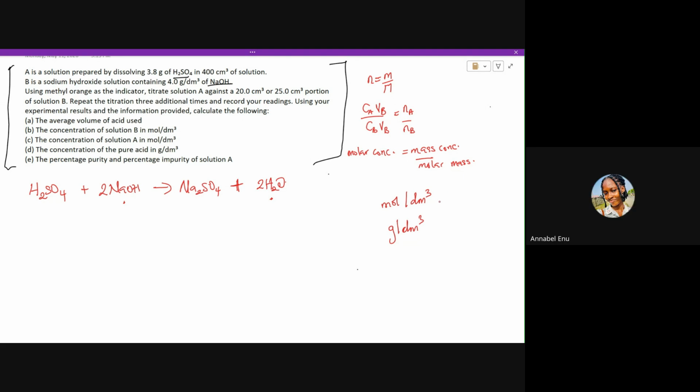When we talk about mole per dm cube, we're talking about concentration in mole. So we call that molar concentration. But when we are thinking about gram per dm cube, we're talking about concentration in mass. Gram is the unit for mass, mole is the unit for number of moles. Okay. So now we would make use of, in this first formula, okay.